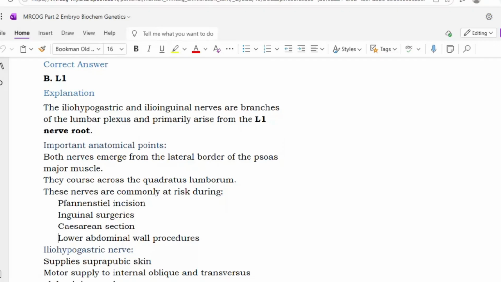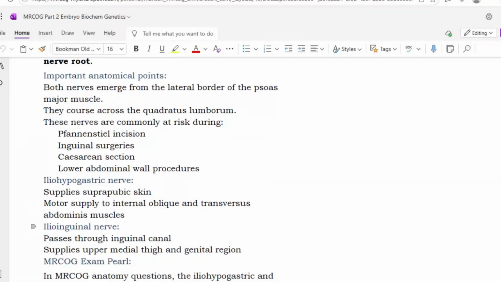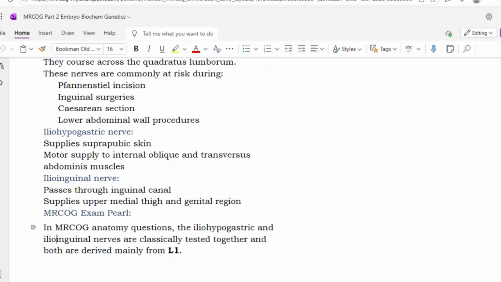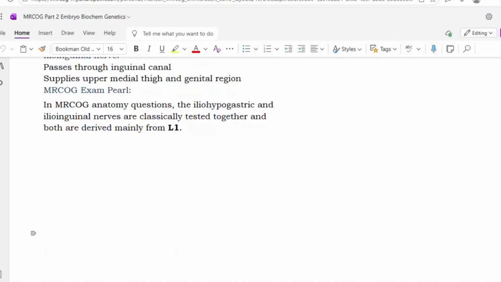They course across the quadratus lumborum. The nerves are commonly at risk during Pfannenstiel incision, inguinal surgery, cesarean section, and lower abdominal wall procedures. So the question may be framed from this also, but the answer will be the same. The iliohypogastric nerve supplies the suprapubic skin and gives motor supply to the internal oblique and transversus abdominis muscles. The ilioinguinal nerve passes through the inguinal canal and supplies the upper medial thigh and genital region. In examination, the iliohypogastric and ilioinguinal nerves are classically tested together, and both are derived mainly from L1.